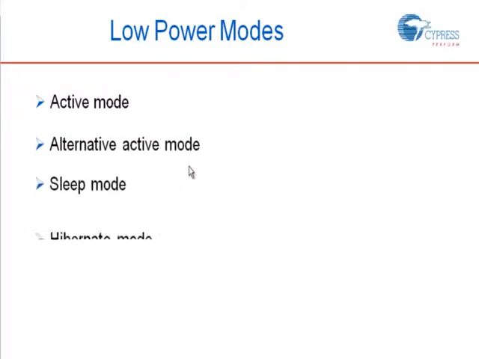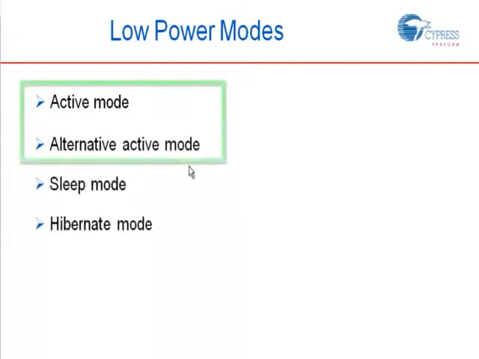The PSoC 3 and PSoC 5 devices feature a set of 4 power modes with a goal of reducing the average power consumption of the device. They are active mode, alternative active mode, sleep mode, and hibernate mode. Active and alternative active are the main processing modes, and the list of enabled peripherals is programmable for each mode.